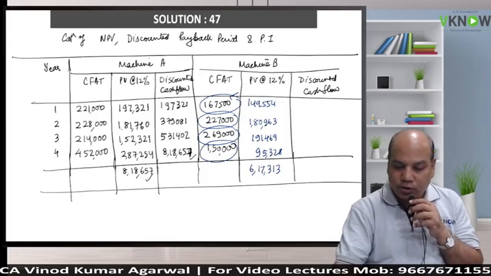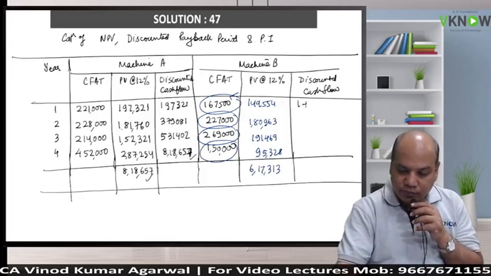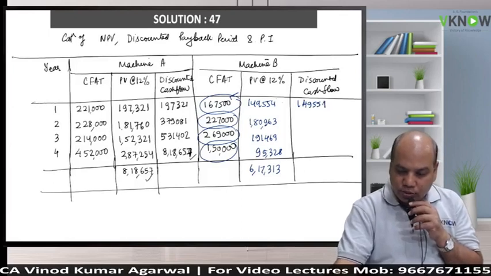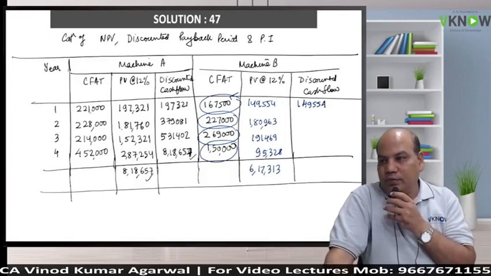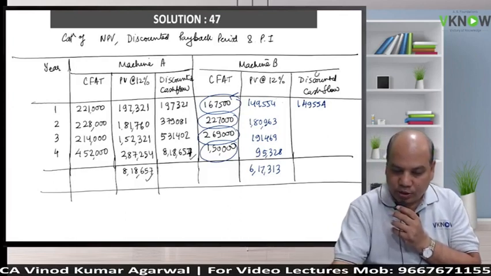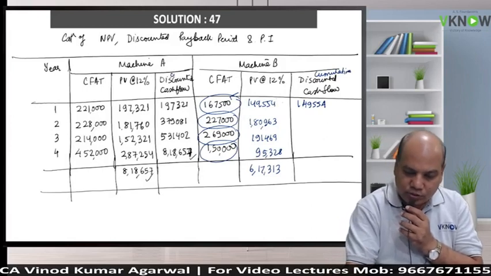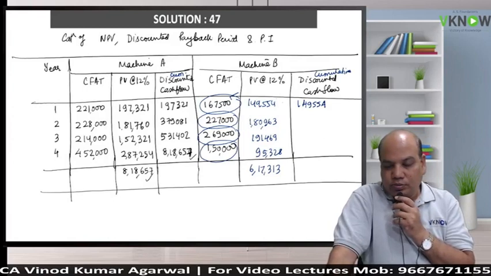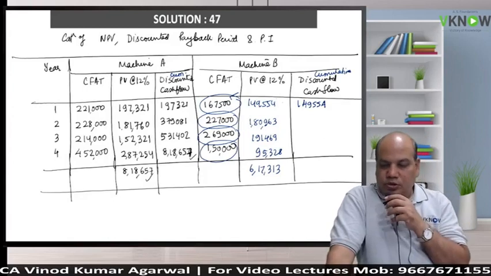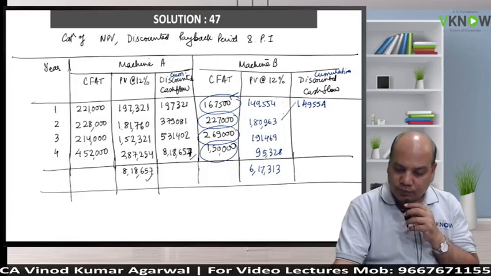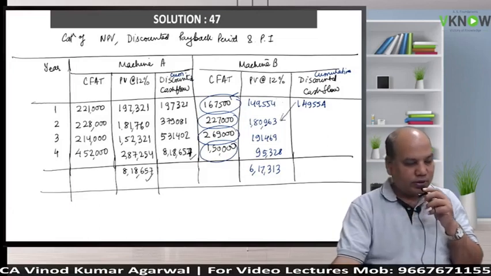Okay, now for the discounted payback period, I need to compute the cumulative cash flow. Write here the word cumulative, and here also write cumulative. Cumulative discounted cash flow, or just write cumulative present value. Anyway, can you just add these two numbers for me? Why not, sir? Yes, come on.